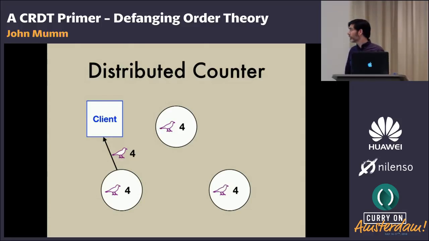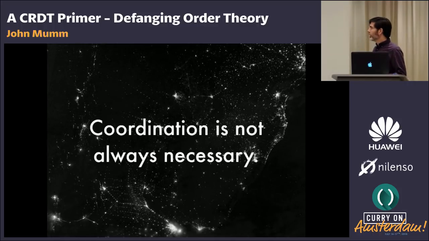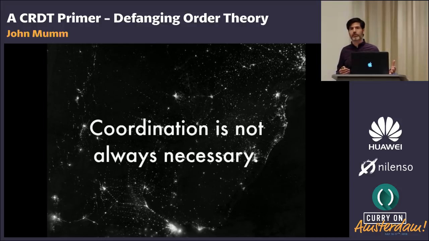But the problem is that coordination is slow, and it's complex. And the more nodes that we add to our system, the worse that this problem gets. In our case, though, coordination wasn't actually necessary. So if you think about Birdwatch, it's not really that important that our users get the latest, greatest information, the true answer for the entire system.